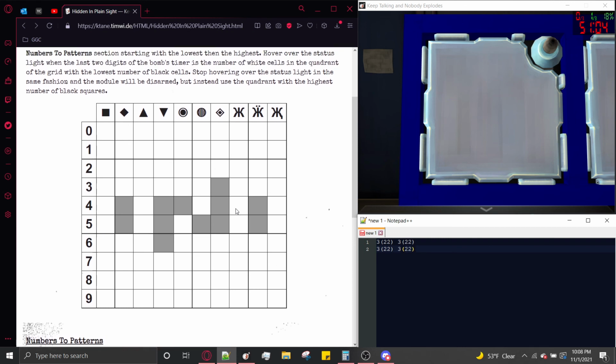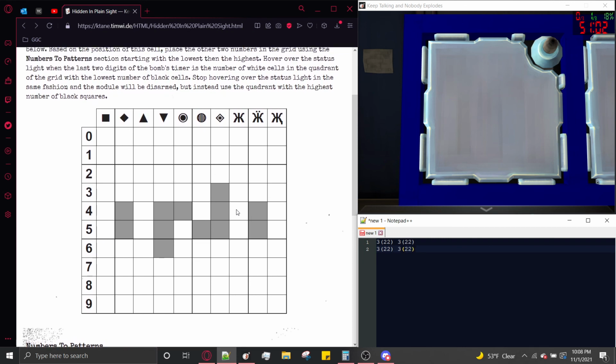Now, since the number of white cells in every single quadrant is the same, we're just going to go ahead and highlight and unhighlight the status light when the last 2 digits are 22. A very simple case this time. Let's do time, subtract 20 seconds. And wait 5 more seconds for it to hit 22.